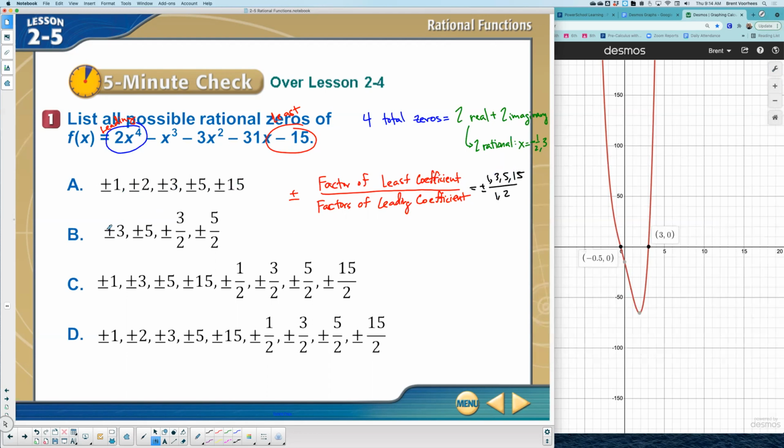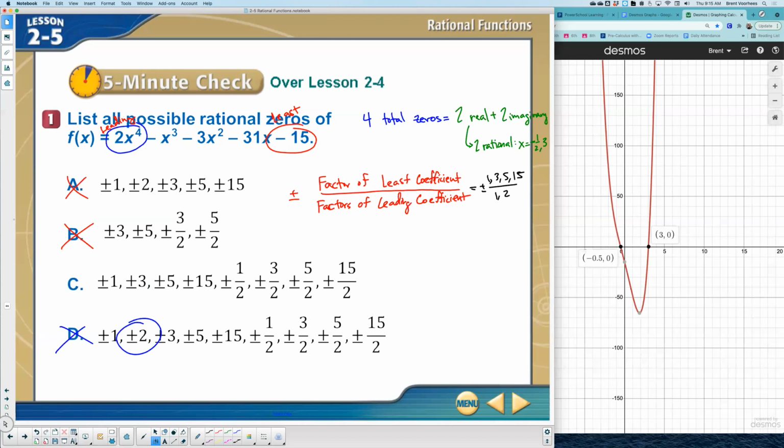1, 3, 5, 15. B is out. Okay, then you would need to divide everything by 2. So 1 half, 3 halves, 5 halves, 15 halves. That eliminates A. A does not have the rest of the list. Does this have it? 1 half, 3 halves, 5 halves, 15 halves. That looks pretty good. So what about on D? Oh, they added a 2. Do we need a 2 up there? No, that one's out. So the correct answer would be C.